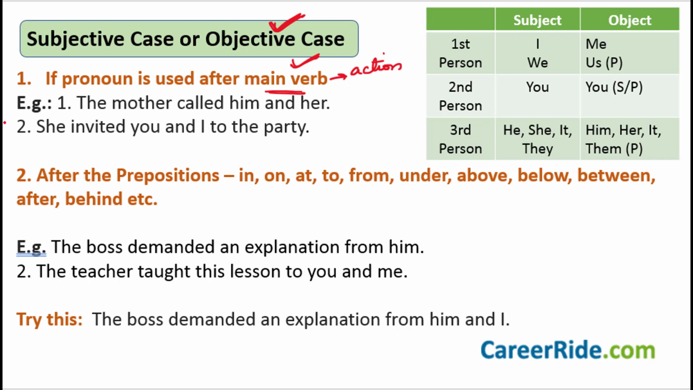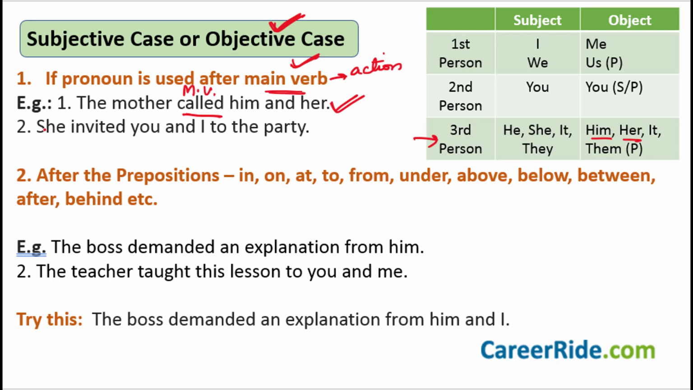Okay. Example number 1 here. The mother called him and her. So what is the action being taken here? The mother is calling these two people, right? So the mother called. This is the verb, and there is no is, am, are, was, were type of words that we saw in the previous slide. So this is the main verb here, and we have the pronouns after this word. So which case should we be using? We should be using the objective case. Let us see what the objective case for third person is. Let's see the table. It is him and her. Fantastic. This sentence is correct. The mother called him and her.